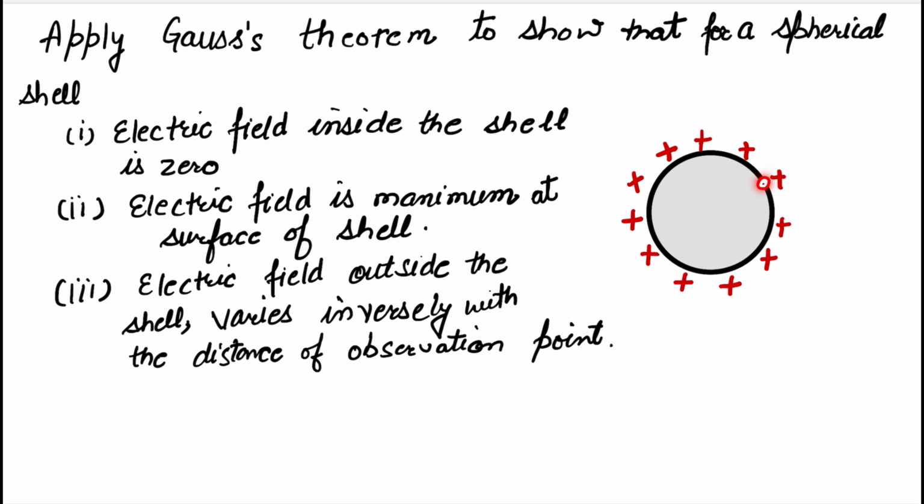If you have the observation point on the surface of the shell, then the electric field will be maximum, and if the observation point is outside the shell, somewhere at this distance or maybe at this distance, then the electric field outside the shell varies inversely with the distance of the observation point. If you move the observation point away from the spherical shell, the magnitude of the electric field will decrease.